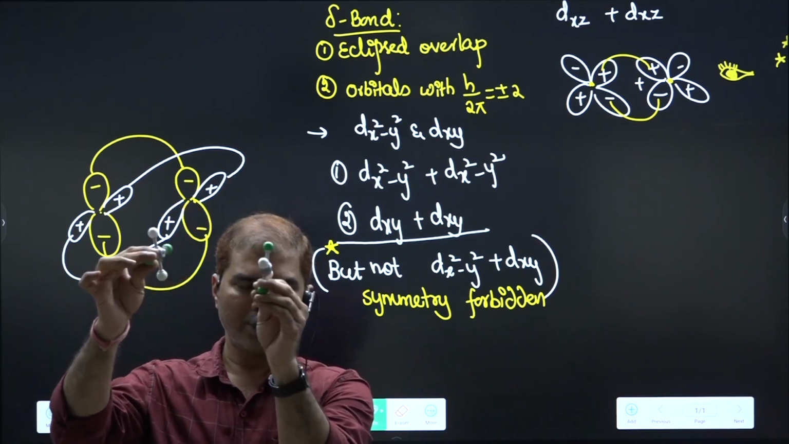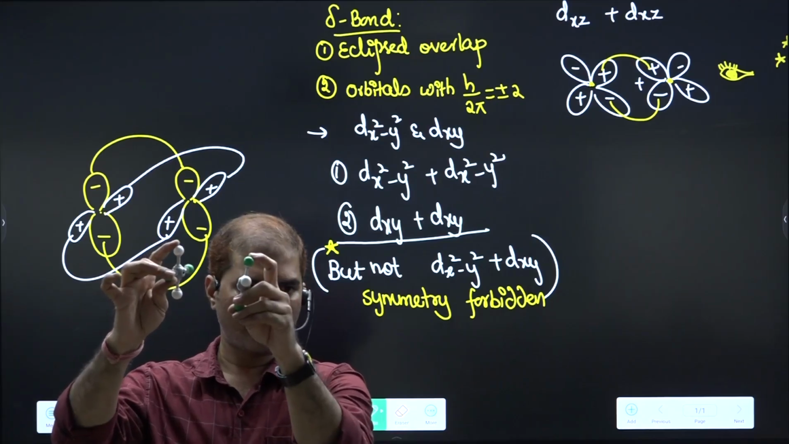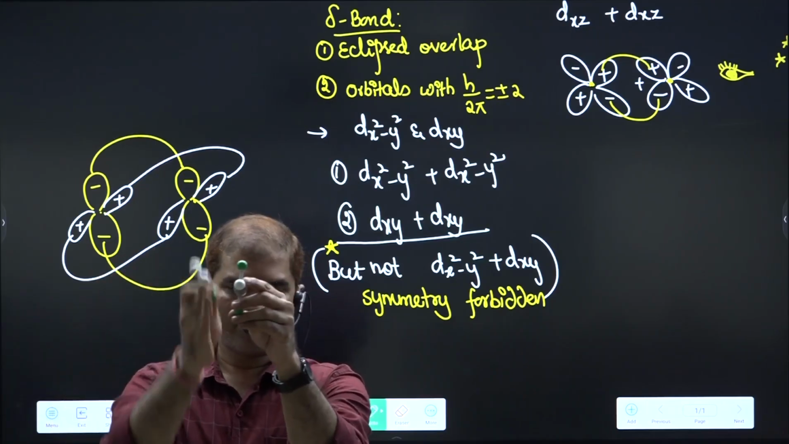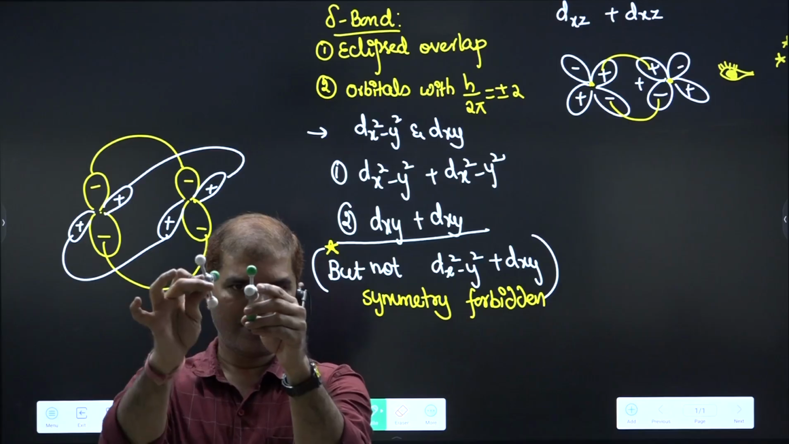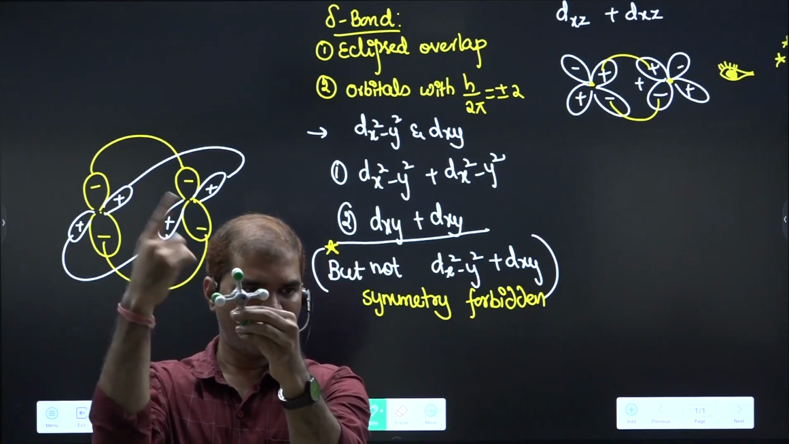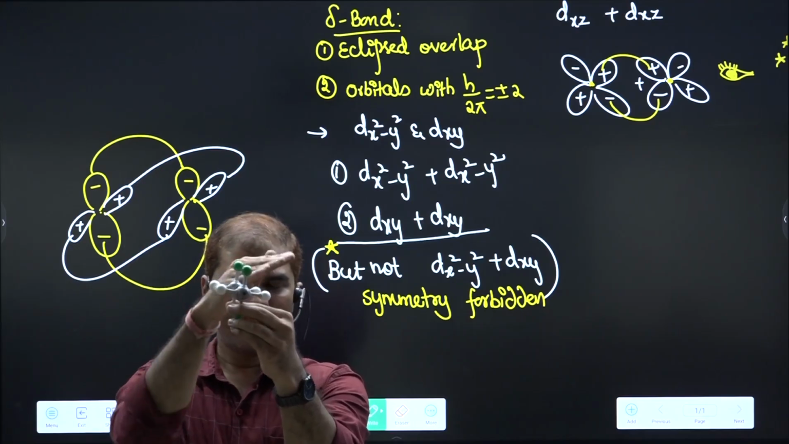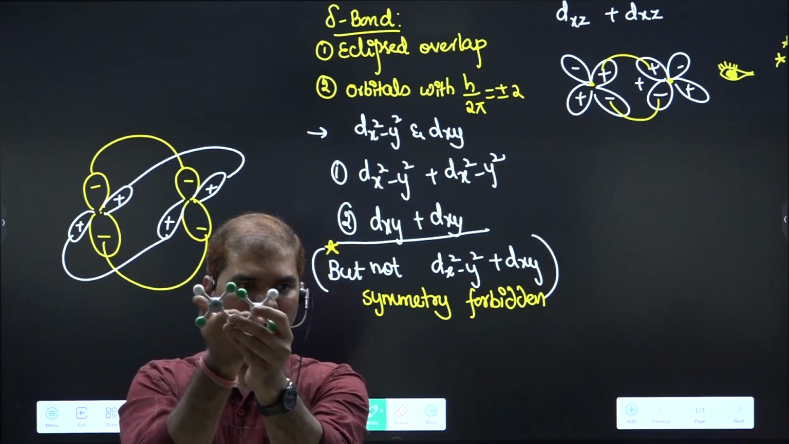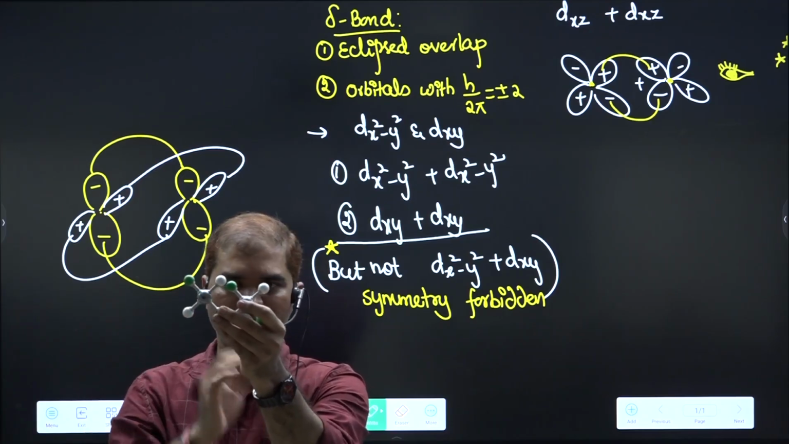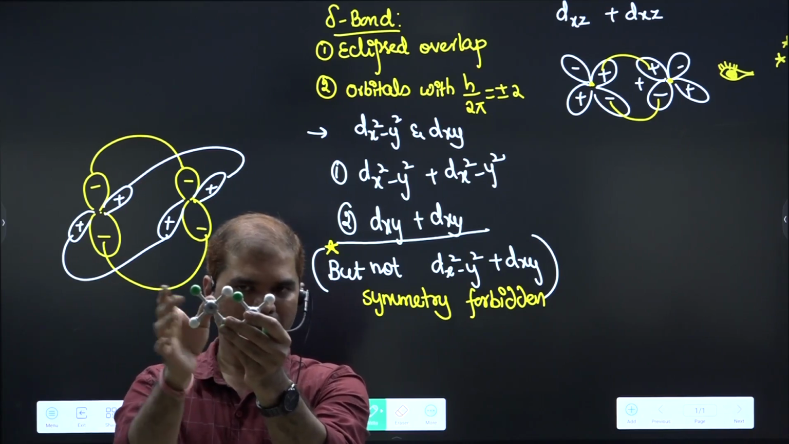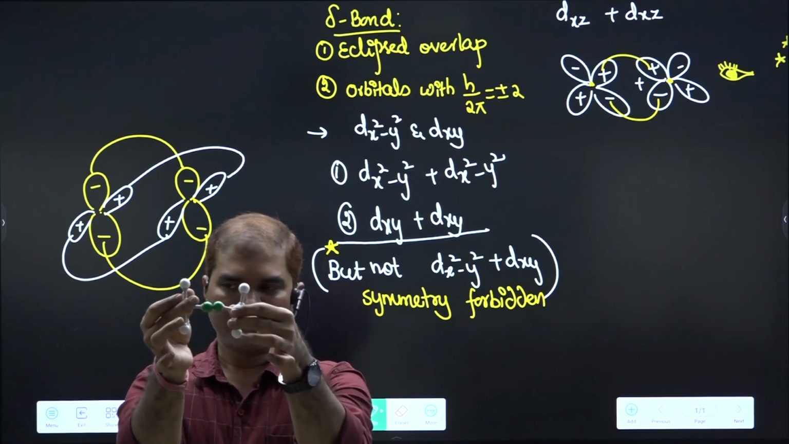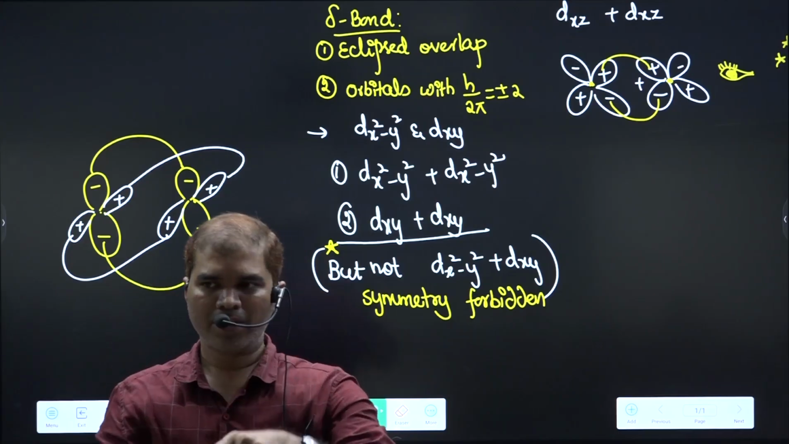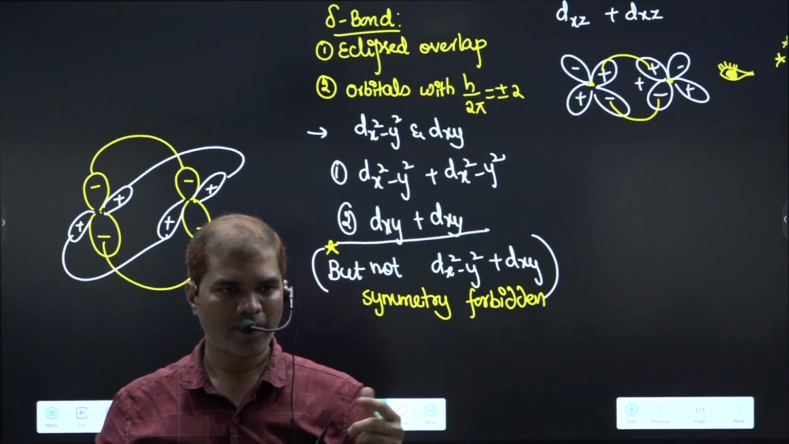In delta star they move away from one another. If this is plus, this will be minus. Okay, if this is minus, this will be plus. So they move away. There is one more nodal plane. So 1, 2 and 3. Delta star. Delta, only 2 nodal planes. Pi, only 1 nodal plane. Pi star, 2 nodal planes. Sigma, 0 nodal plane. Sigma star, 1 nodal plane. Okay. So this completes all the different types of bonds that we are going to come across.